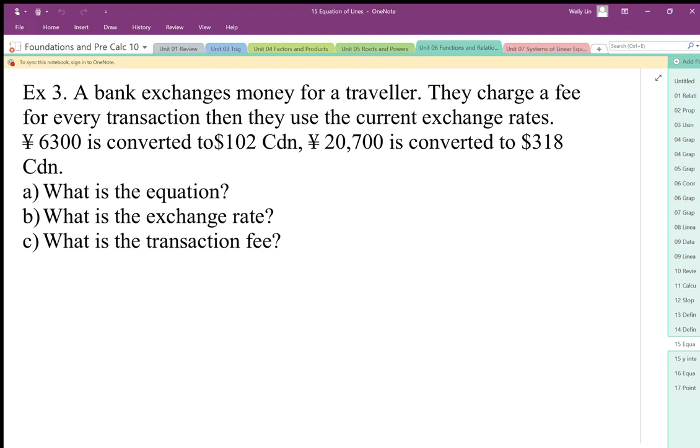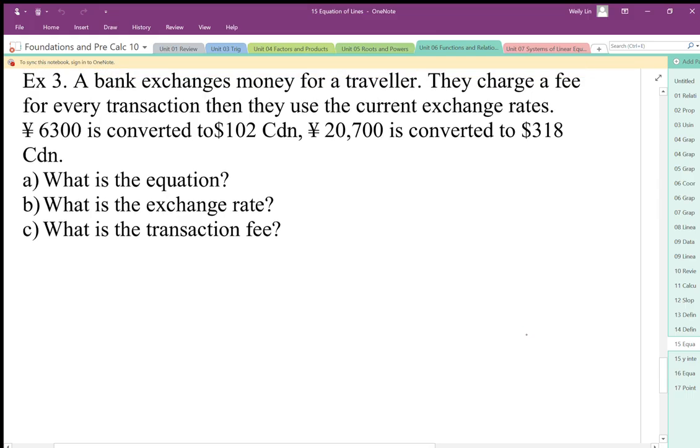A bank exchanges money for a traveler. So they charge a fee for every transaction. So there's an initial cost, and then they use the current exchange rates. So it looks like here that a person is converting yen into dollars. Okay, so yen into dollars.